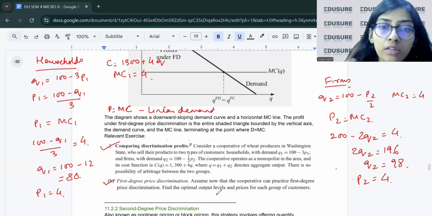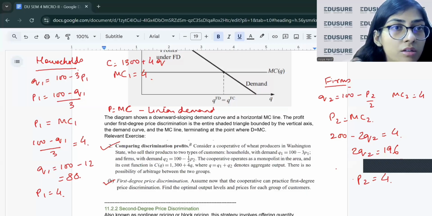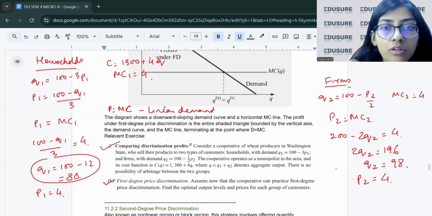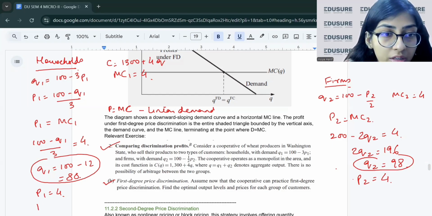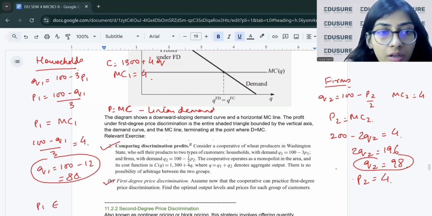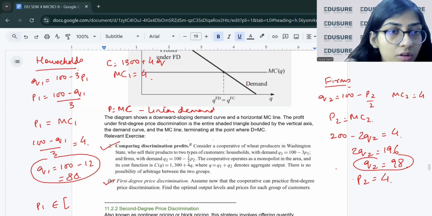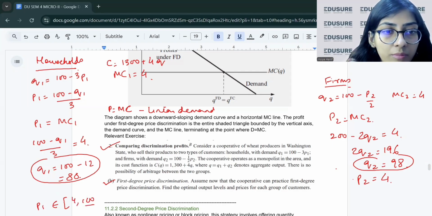So these are the optimal output levels and prices for each group of customers. This is the optimal level of Q1. This is the optimal level of Q2. P1 and P2 will actually, so P1, this would be incomplete here. P1 can be anywhere between 4 and 100 by 3.